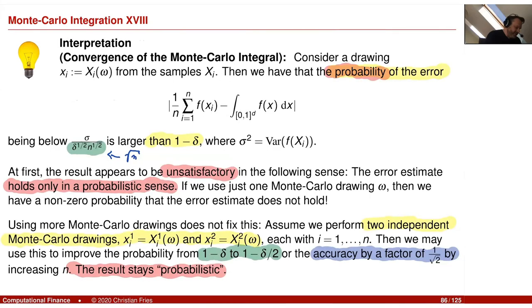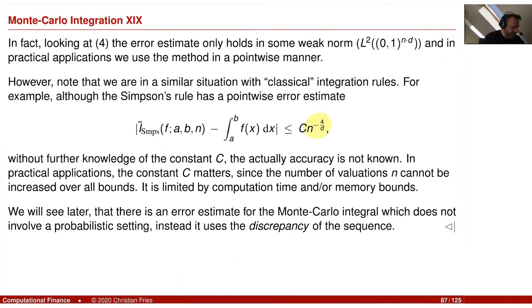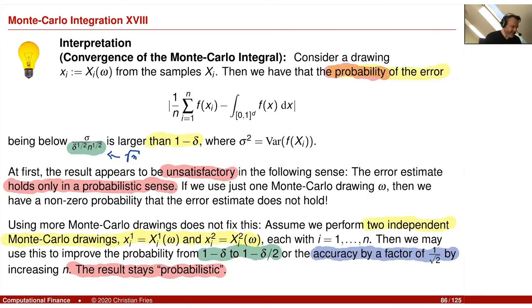But maybe another comparison here. We saw here that we have an error estimate. We know all the constants here, but it only holds in probability. But if you take a look at the Simpson's error estimate, there's also some constant in front. And this constant is related to, say, the variance of f. It was the fourth derivative of the function f that was inside this constant. While actually this constant corresponds a little bit to the sigma term here. Yeah, so how does f change?